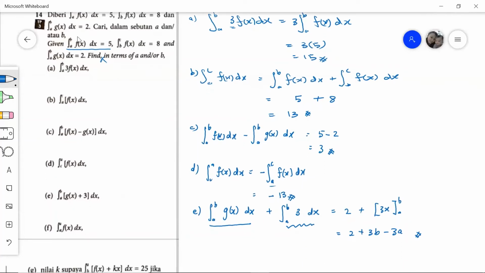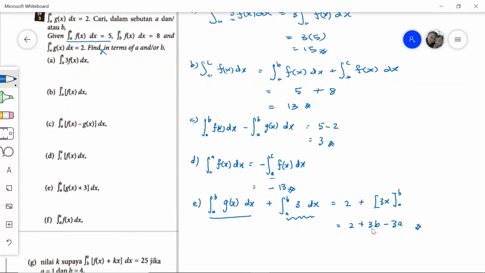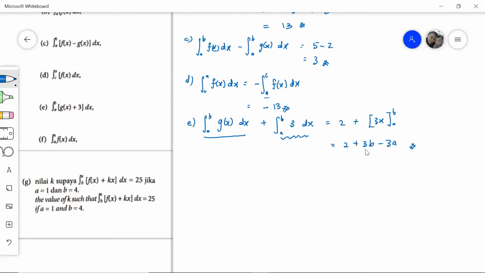Okay, so that is the reason that I put this mark here. So the question should be find the value for the following, and you may leave your answer in terms of a and/or b, because it seems that only E contains a and b in the answer. All right, now let us move on.